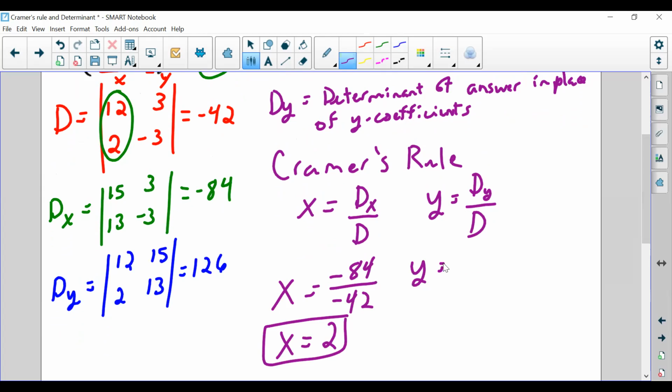Y is d sub y, which is 126, divided by d, which is negative 42. So y is equal to negative 3.